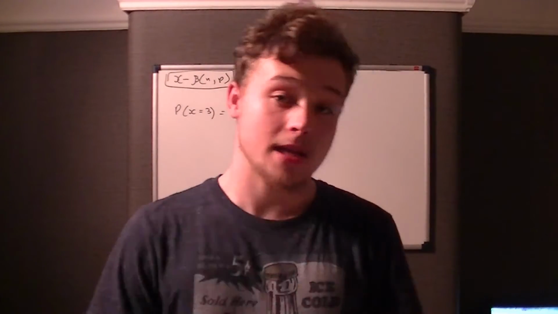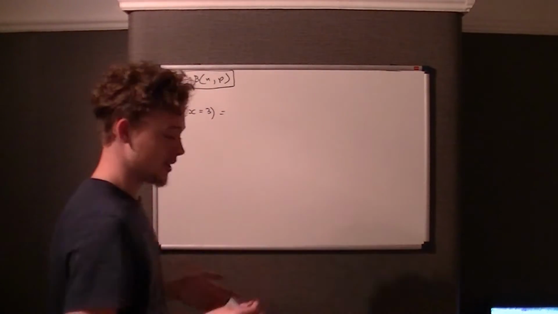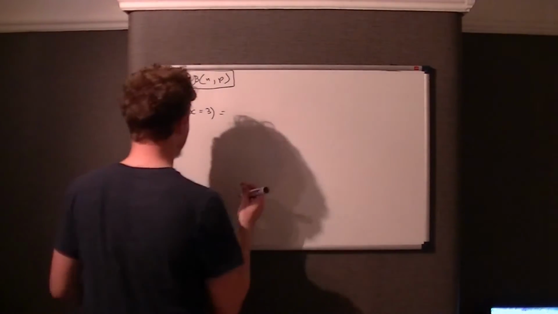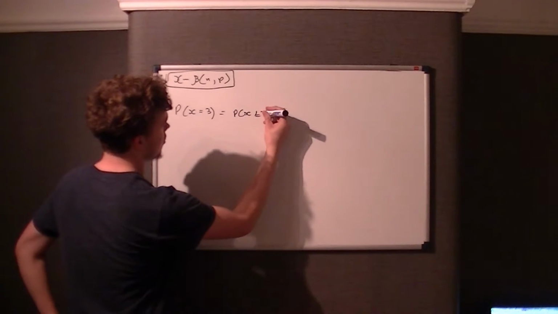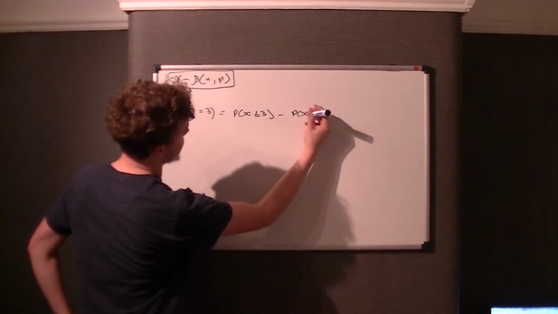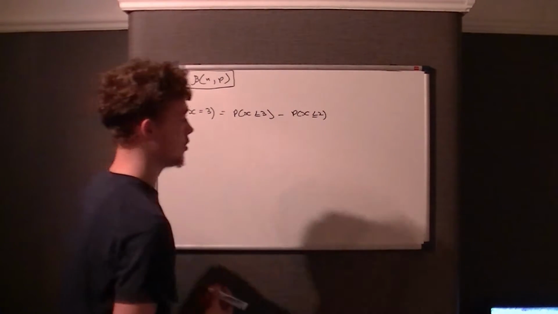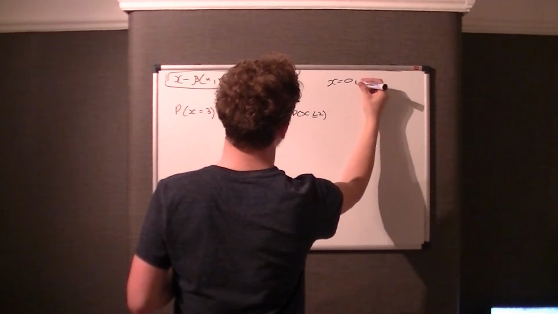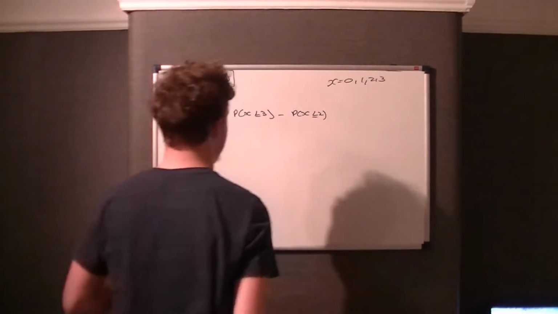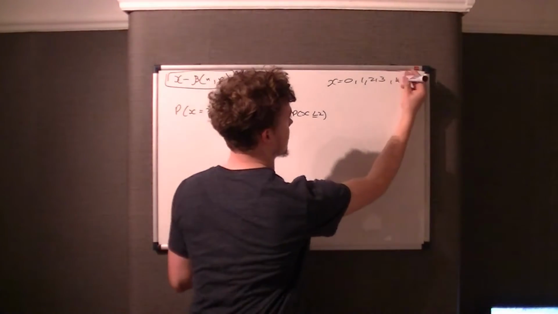The table values give the probability that x is less than or equal to a given value. So what we'd have to do to work out the probability that x is equal to 3 is do the probability that x is less than or equal to 3 minus the probability that x is less than or equal to 2, because the difference between them is obviously the probability that x is 3. Say we've got x values of 0, 1, 2 and 3, and you could go on to 4, 5, 6, whatever.